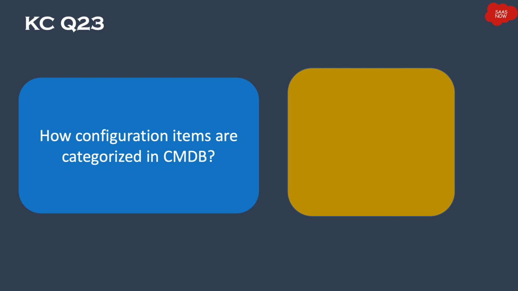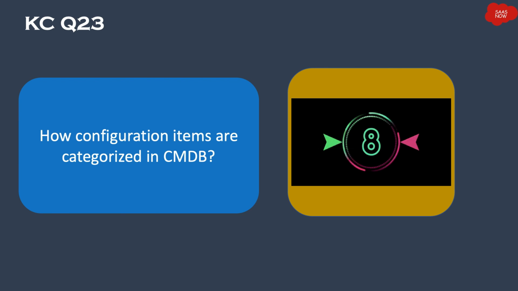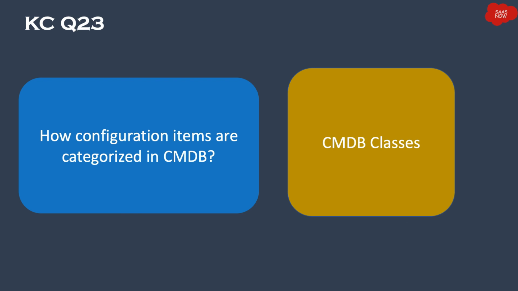Question number 23. How configuration items are categorized in CMDB? Your time starts now. And the answer is configuration items are categorized in CMDB classes. So you have different CMDB classes, and that's how CMDB items are categorized.